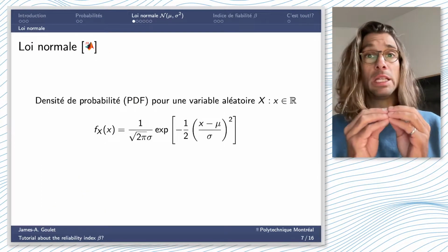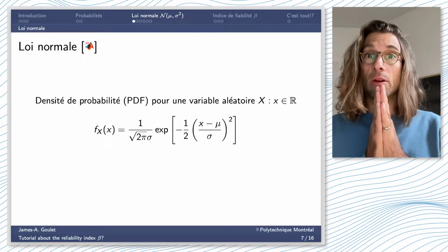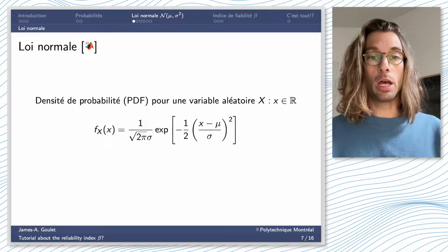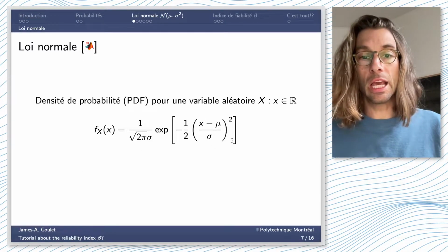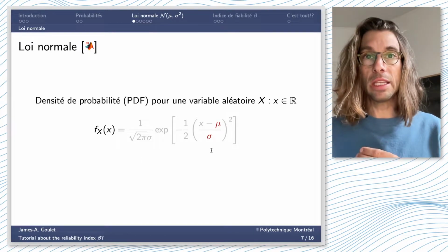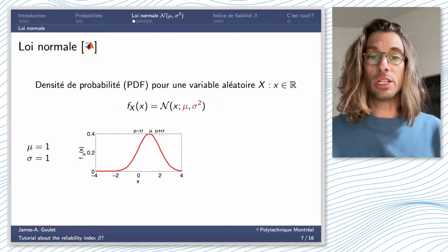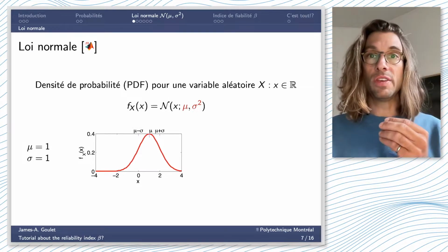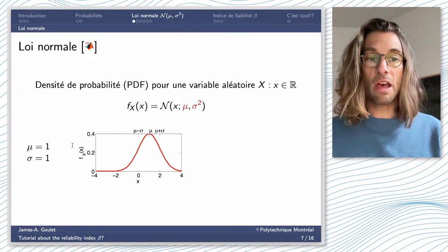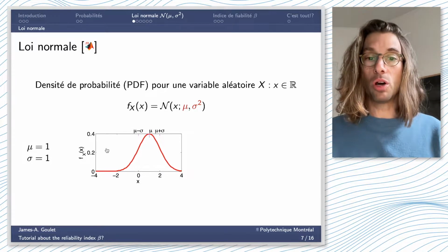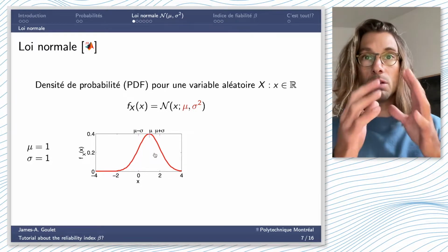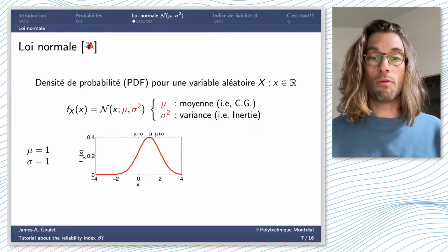So the key probability density function that we're going to use here for the reliability index is the normal PDF. So this is the equation for the normal PDF. We're not really interested in that specific equation. What we want to see is that there are 2 key parameters that we're interested in: the mean and standard deviation, or the square of it, the variance. So here's an example of such a normal PDF for a mean of 1 and standard deviation of 1. You see that the top of that bell curve is centered on 1, and the standard deviation, measuring its spread, is 1 as well.